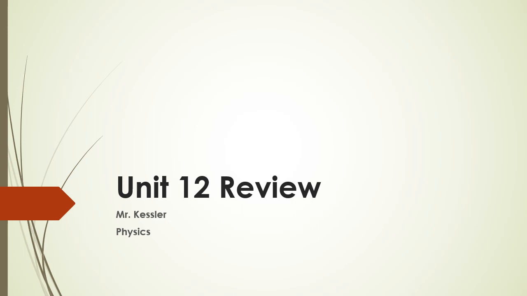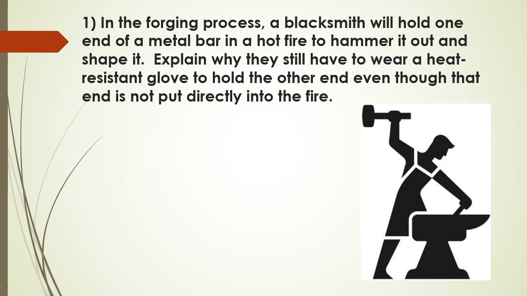This PowerPoint is over the Unit 12 review questions. So the first question: in the forging process, a blacksmith will hold one end of a metal bar on a hot fire and hammer it out to shape it. Explain why they still have to wear a heat-resistant glove to hold the other end, even though that end is not put directly in the fire.